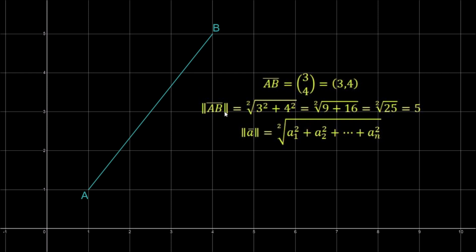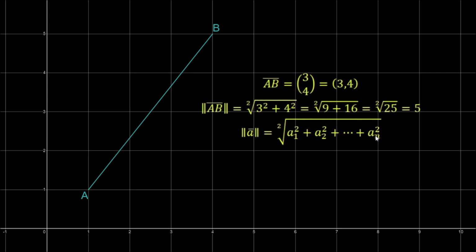So the magnitude of the vector AB, you can see these two lines. This tells us we're looking at the magnitude, and we read this little section here as the magnitude of vector AB. So it's going to equal the square root of 3 squared plus 4 squared. The square root of 9 plus 16 is the square root of 25, which is 5. So more generally, if we had a vector A, then we can find the magnitude of vector A as the square root of each of the components squared.